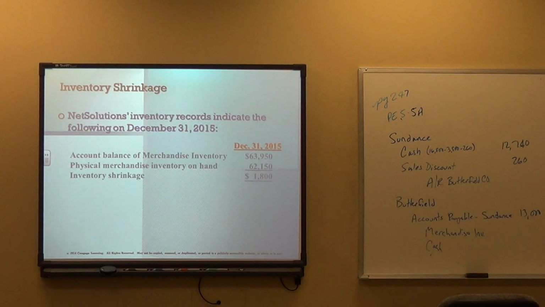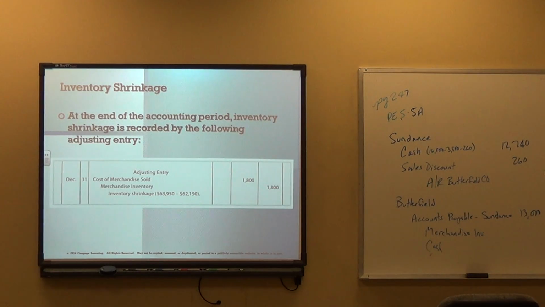So you have to make adjustments for that. Because we have some $1,800 shrinkage, we have to make an adjustment in the merchandising inventory, because I don't have what I thought I had. My merchandising inventory tells me this should have $63,950. No, you really have $62,150. So we need to make that adjustment of $1,800. That's what we're going to do right here.